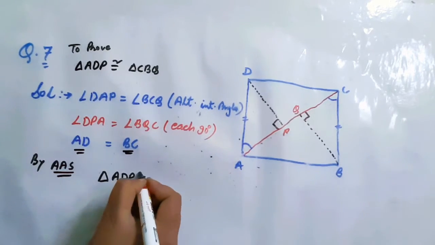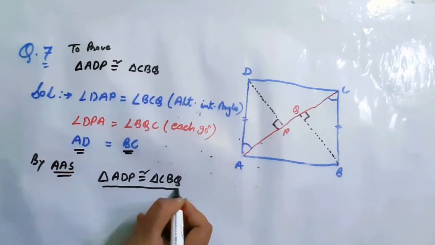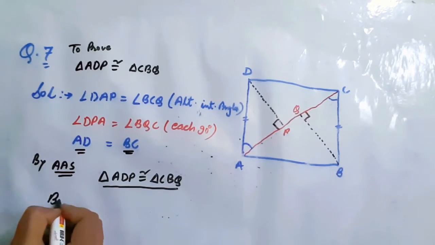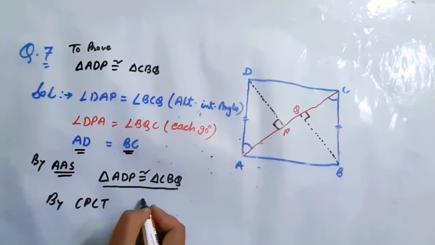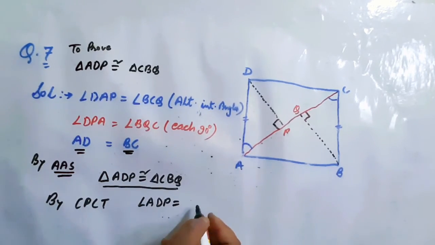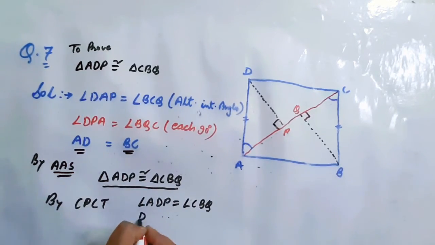triangle ADP is congruent to triangle CBQ, and if these two are congruent, then by CPCT you can say that, you know that if two triangles are congruent, their corresponding parts are equal. So by CPCT, by corresponding parts of congruent triangles, you can say that angle ADP equals angle CBQ, and second part is DP equals BQ.